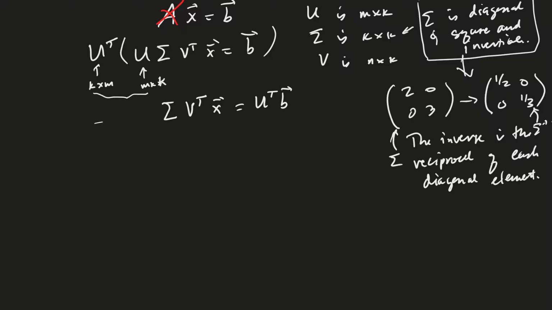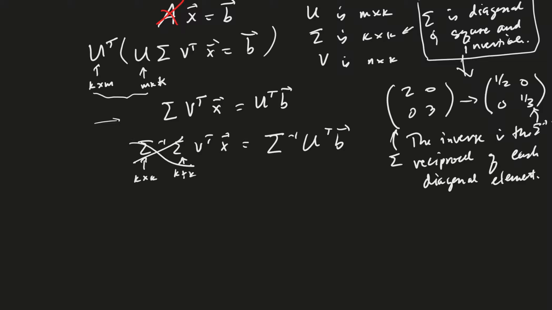And so that's what we're going to do next, is just multiply both sides by the inverse. And just to keep track of sizes of things, these are k by k, right? K by k. And so that's a k by k identity matrix. That's sigma inverse times U transpose b. Okay? So those cancel, giving you the identity. And finally, what are we going to do? Let me rewrite that.